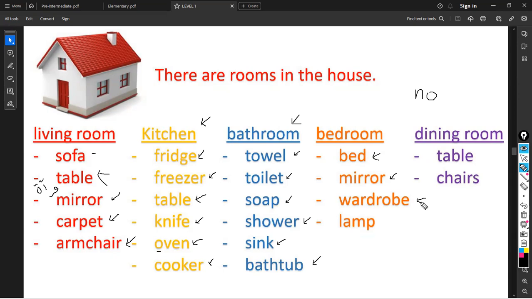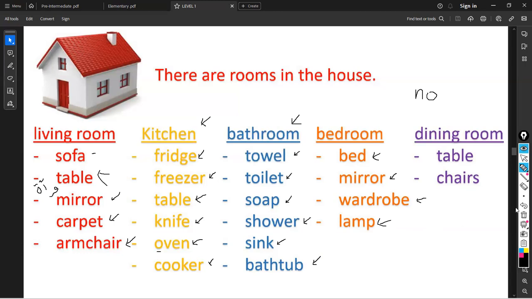And how many wardrobes do you have in your bedroom? There are two wardrobes in my bedroom. Thank you. What about lamps? How many lamps do you have? There is a lamp in my bedroom. Thank you so much, Tagreed.